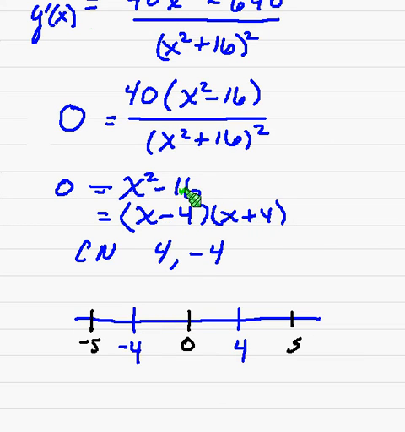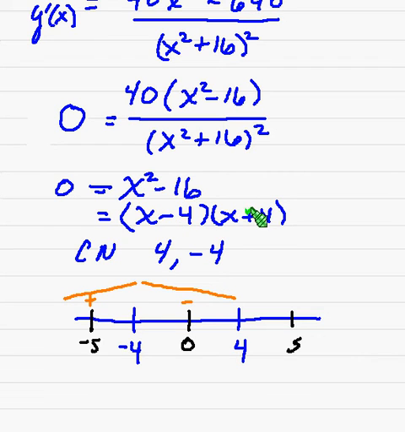So this is increasing. Now we want to take 0 and plug it in. The bottom is always going to be a positive number. We take a 0, plug it in, so we have 0 squared is 0. We're going to have a negative 16, and negative 16 times 40 is a negative number. So then this is decreasing from negative 4 to 4. Then plug 5 in, and 5 minus 4 is 1, 5 plus 4 is 9, and 1 times 9 is a positive number.